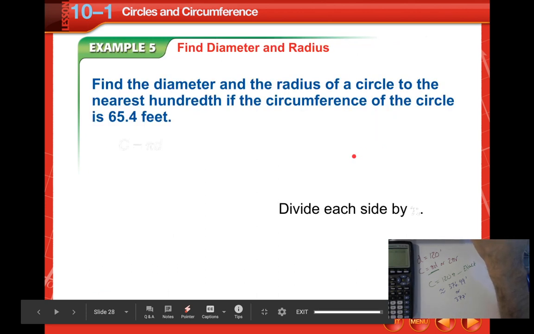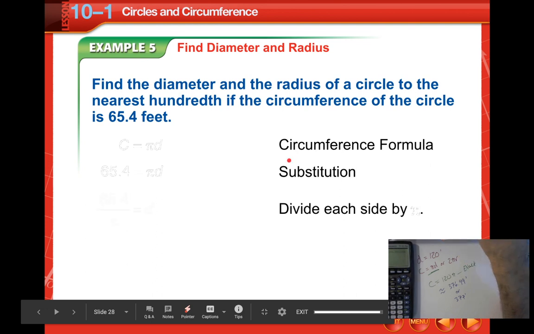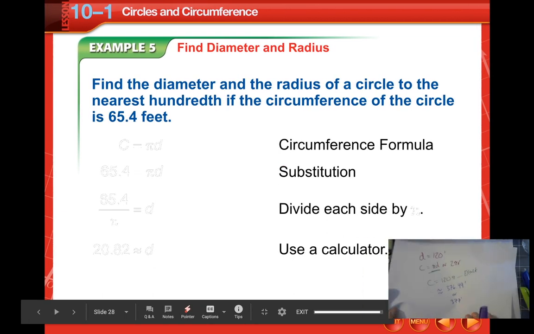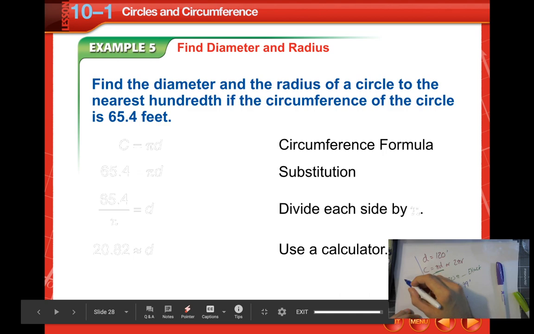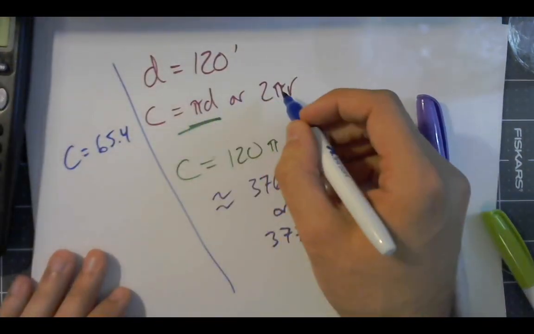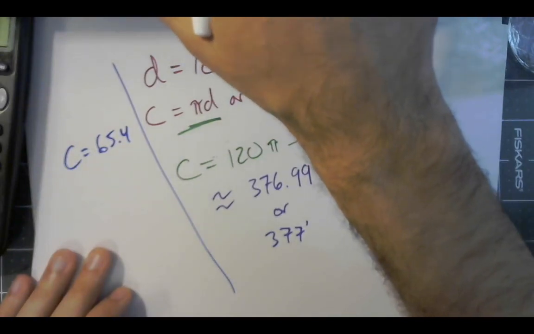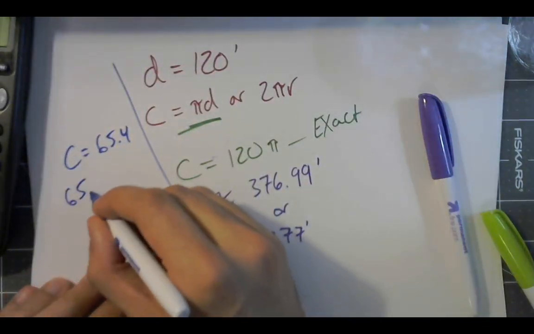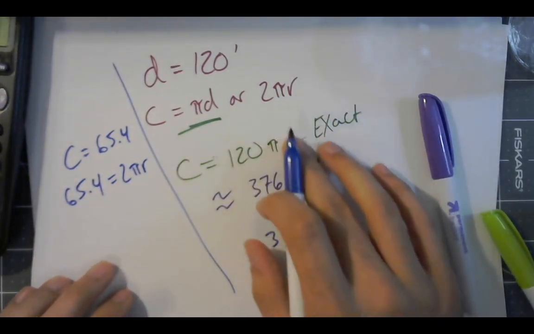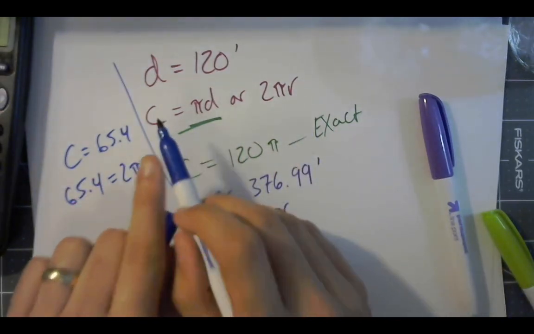Find the diameter and the radius of the circle to the nearest 100th. This one looks like something is not correct. What it's saying is we're given our circumference. So it's a similar problem to this, except we are given our circumference. If the circumference equals 65.4, for example, we can still use these pieces, and it's looking for the radius. I know 65.4 is 2 pi r, using our same equation. Instead of doing it on this side, we're going to do it on this side of the equation.